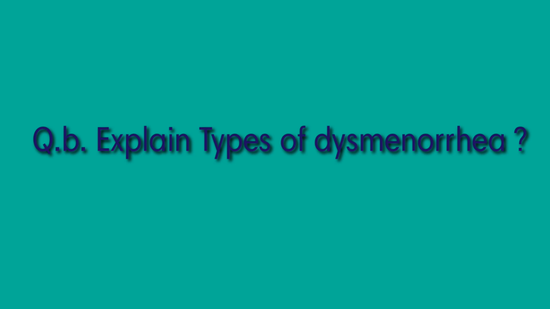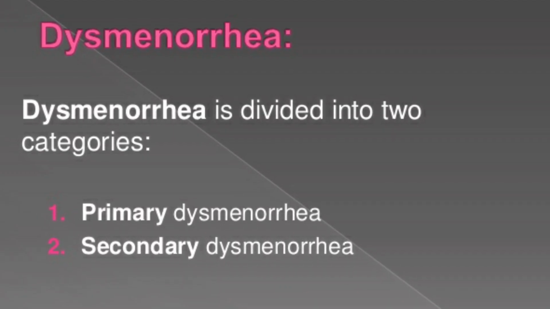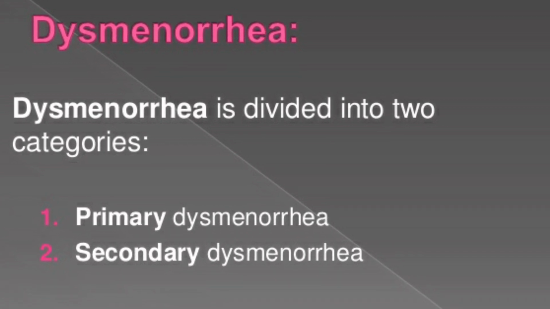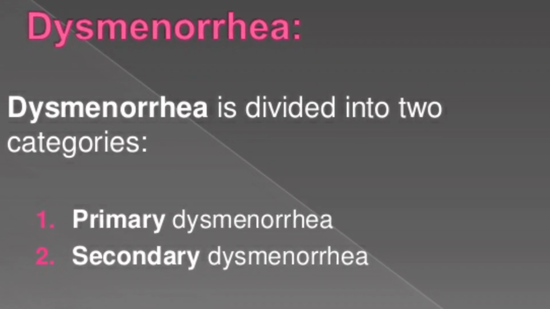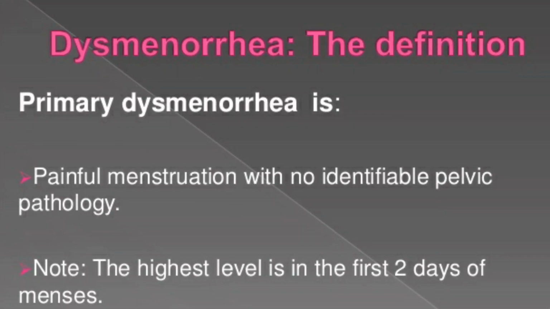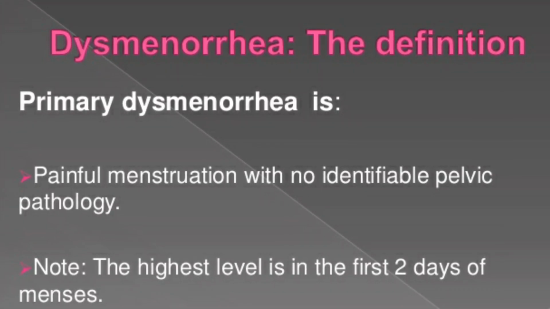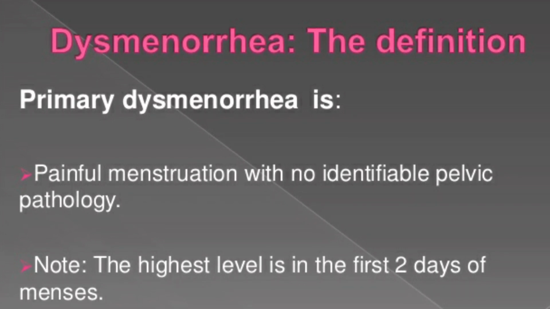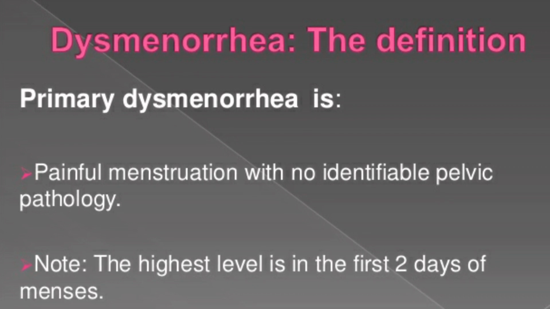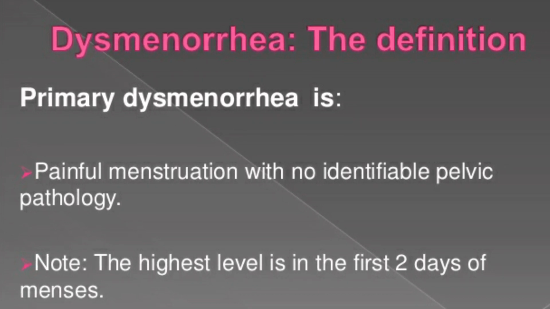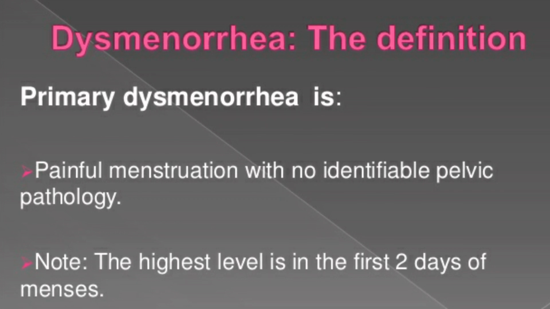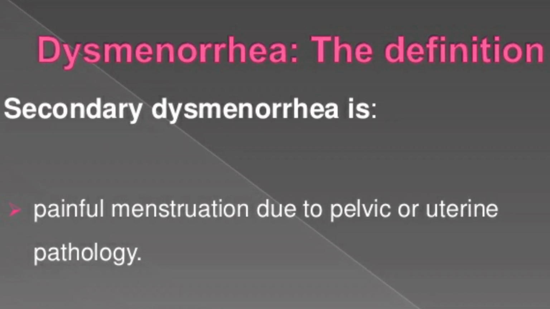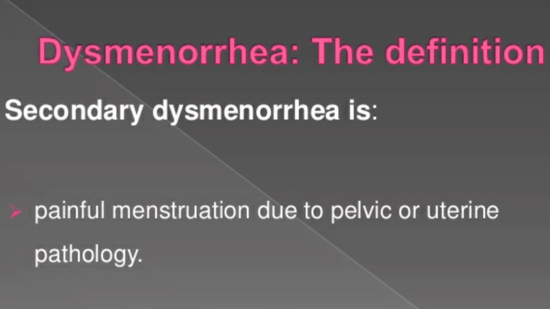Coming to types, dysmenorrhea is divided into two categories. One is primary dysmenorrhea, the second one is secondary dysmenorrhea. Primary dysmenorrhea is painful menstruation with no identifiable pelvic pathology. In that, the highest level is in the first 2 days of menses. This is the definition of primary dysmenorrhea. Secondary dysmenorrhea is painful menstruation due to pelvic or uterine pathology.